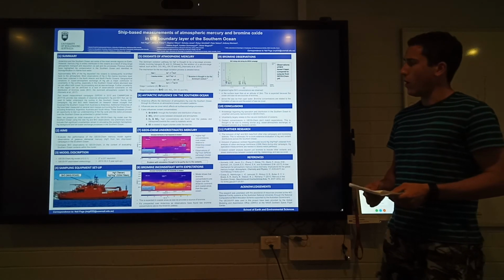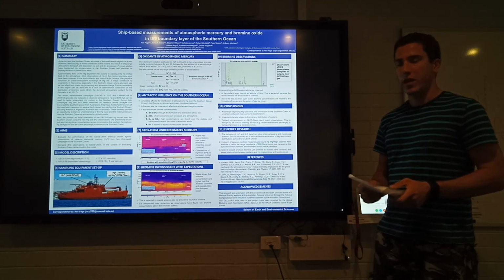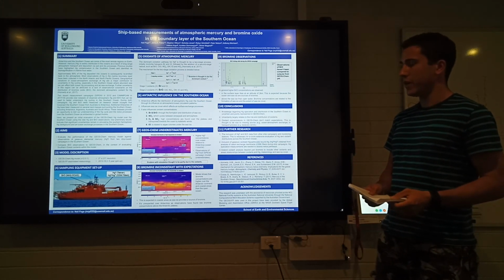And I will assess the role of katabatic winds coming down off the Antarctic plateau in transporting both oxidants and mercury to the Southern Ocean.